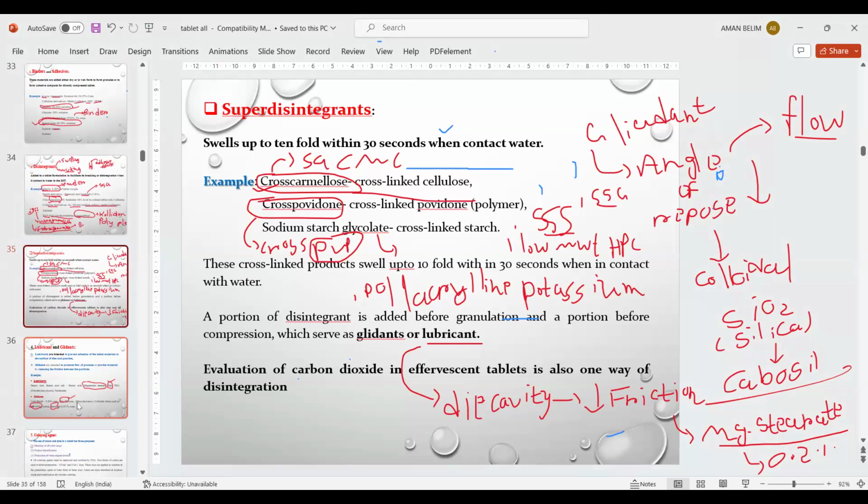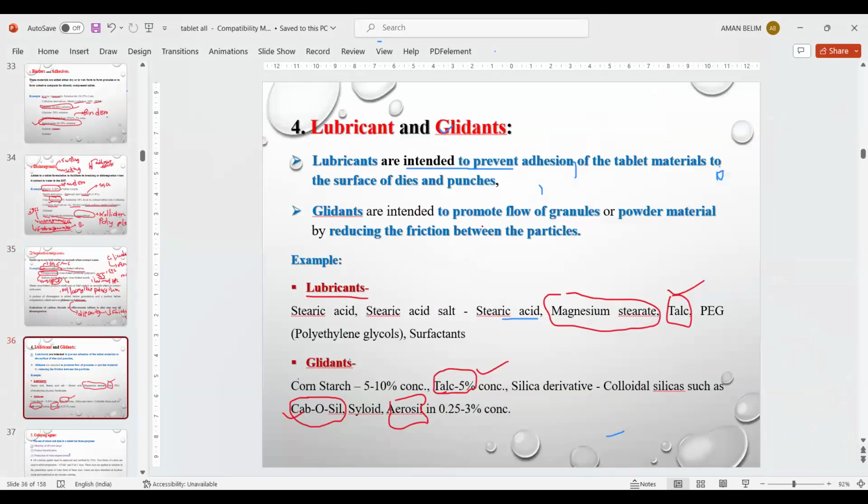Then the lubricant. The most commonly used lubricant is magnesium stearate. Others which are used are stearic acid, PEG, and surfactants. But remember, the most widely used one is magnesium stearate.